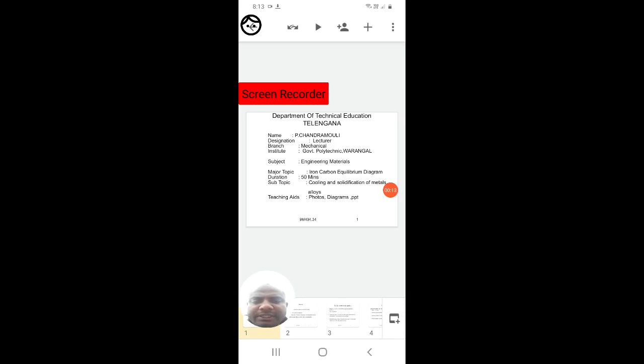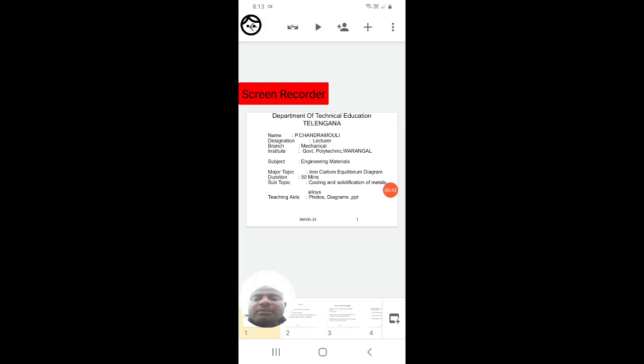So, the subject is engineering materials, and the major topic is the iron carbon equilibrium diagram. Today we discuss cooling and solidification of metals and alloys. In the iron carbon equilibrium diagram, we cover cooling and solidification of metals and alloys and the allotropic form of iron. It is a very important special property, the allotropic form or polymorphism of iron.